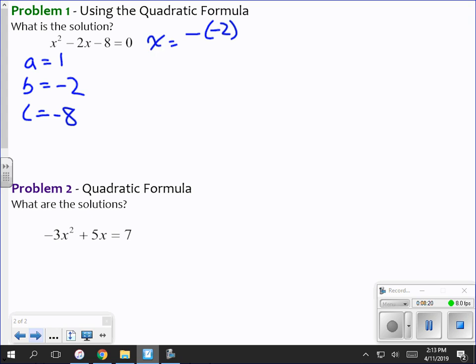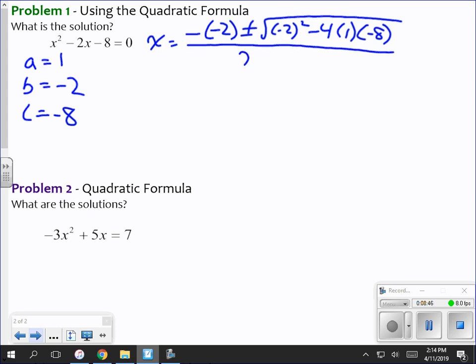Okay. Plus or minus the square root of b squared, so negative 2 squared, minus 4 times a, which is 1, times c, which is negative 8. That negative 8 is important. The negative with the 8 is important in this problem. All divided by 2 times a.